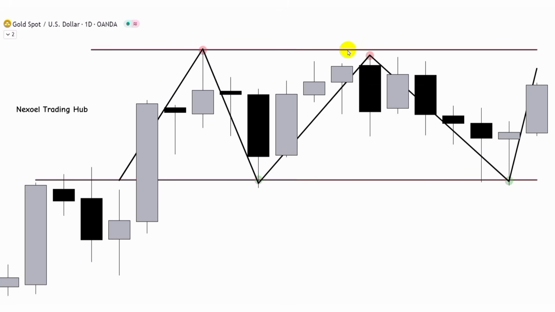And now we have price return to the downside. Price again did not push further to the downside to break this swing low point. And then we have price returning to the upside. So you can see how the market is just ranging within this support and this resistance. So this is what we actually identify as the ranging market condition.